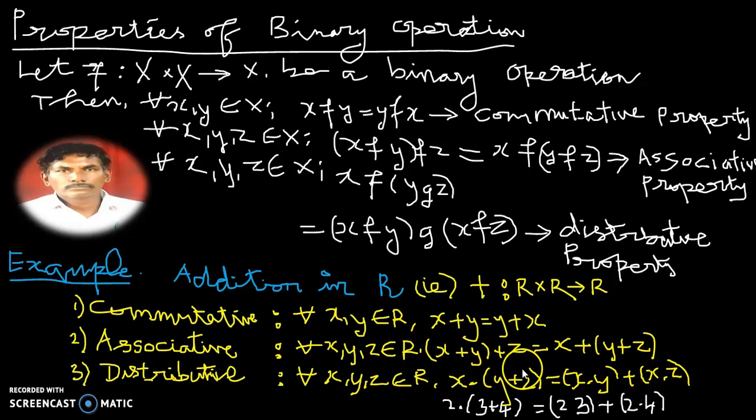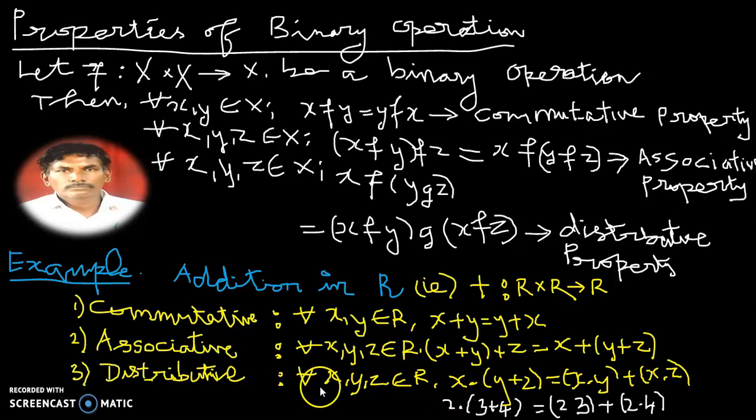So this is true. Take for example any 3 elements belonging to R. Those elements I am taking as 2, 3, 4. 2 dot (3 plus 4) is equal to 2 dot 3 plus 2 dot 4. On the left hand side, what do you see? 7 into 2, 14. But on the right hand side, what do we see? 2 into 3, 6. 6 plus 8, 14. So 14 is equal to 14. So for all x, y, z belonging to the set of real numbers, with respect to multiplication and addition, we see that the distributive law is satisfied.